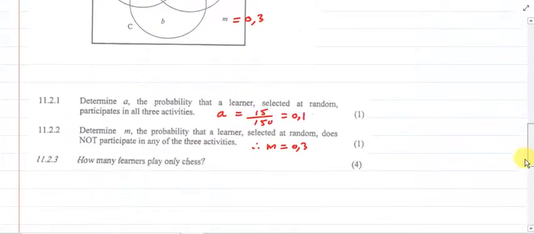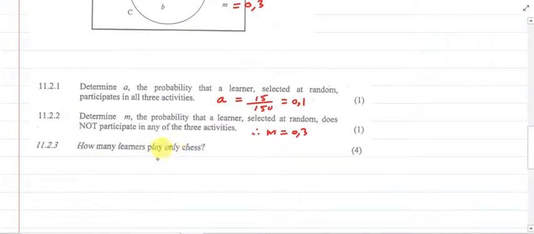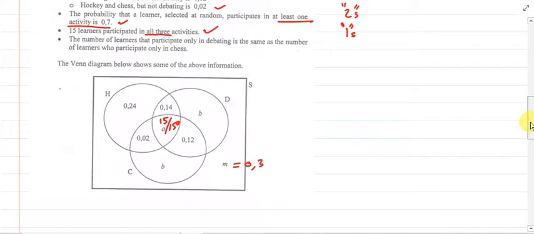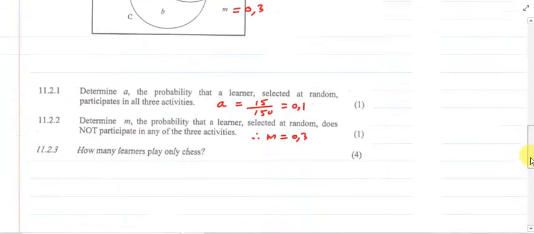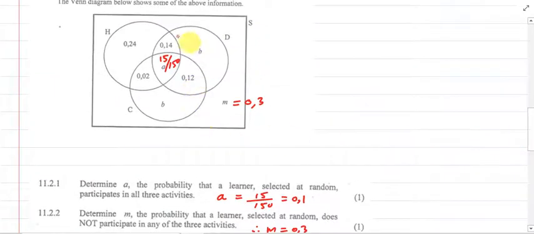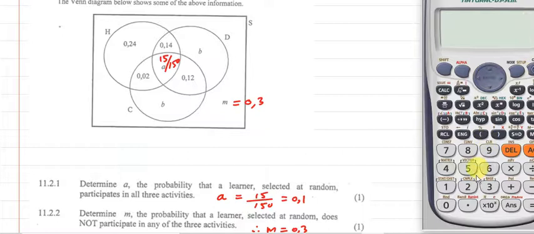Then I'm sure the next question will be to calculate the value of B. Let's see. How many learners play only chess? So first, only chess is B. Right, so we need to get the number of learners. Remember, we will end up with a probability. So we need to work out the number of learners that play chess only. So we can add up everything over here.